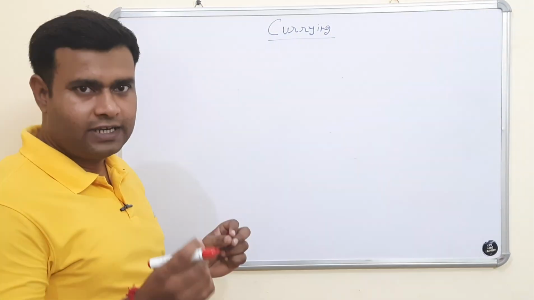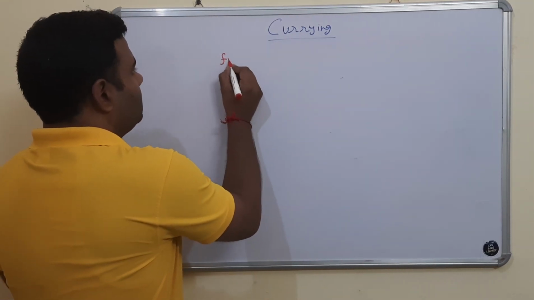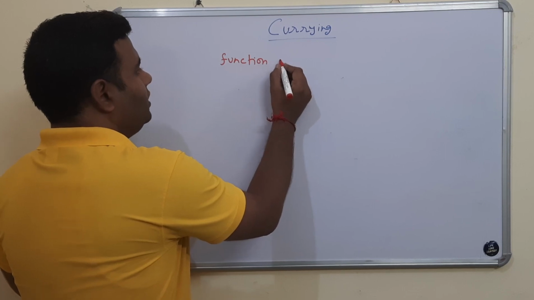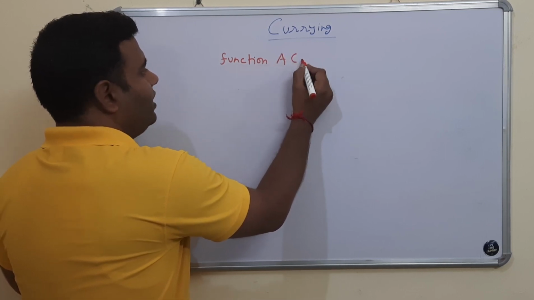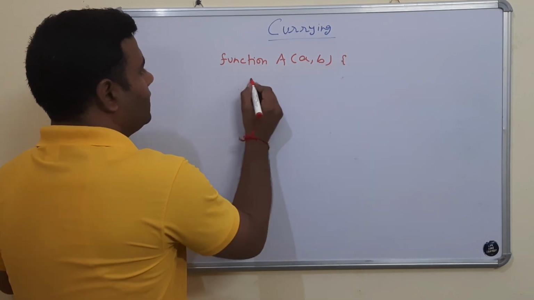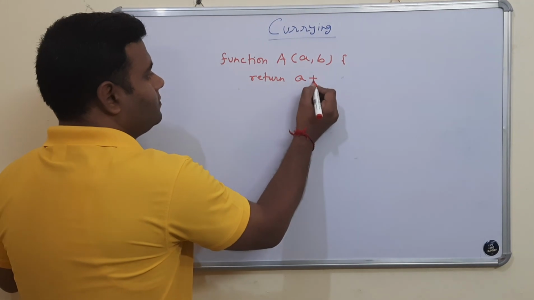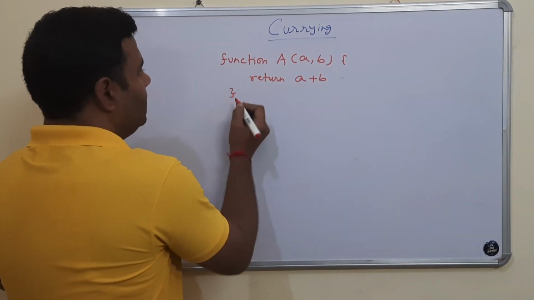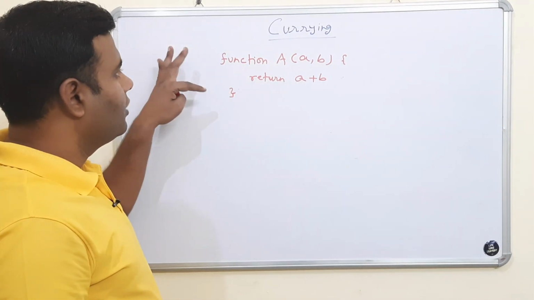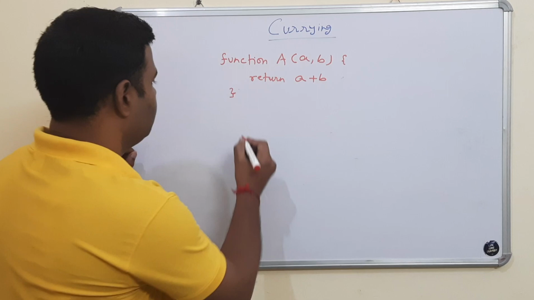So let's first understand what is currying. If I write a function in JavaScript, let's say function A takes two variables and returns the sum of these two numbers. This is a simple function in JavaScript. If I want to make use of the currying concept in this function, then I will write the same function in a different form.